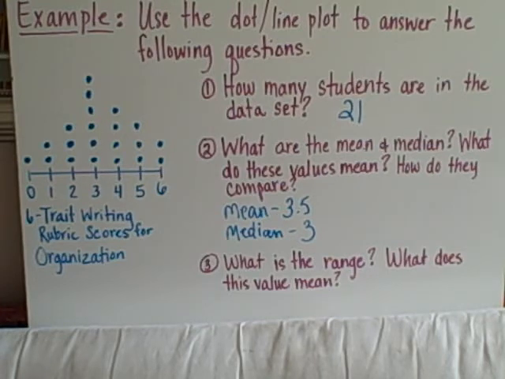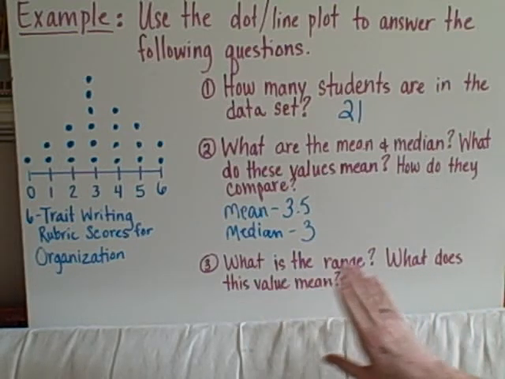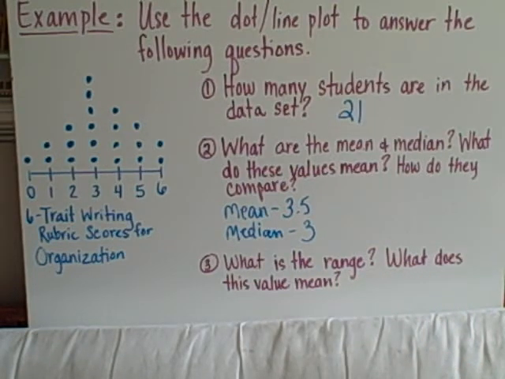Now, how do those two compare? They're actually fairly close to one another. And when that happens, that means that you've got a nice representation of your data. It's not skewed, which is a term you'll hear often, and it's not got a lot of really high numbers or really low numbers. They're nicely spread apart.